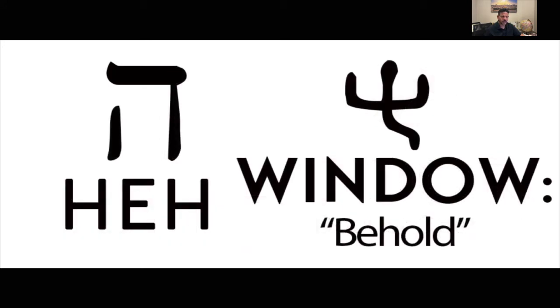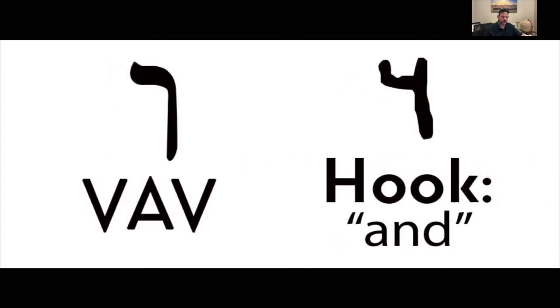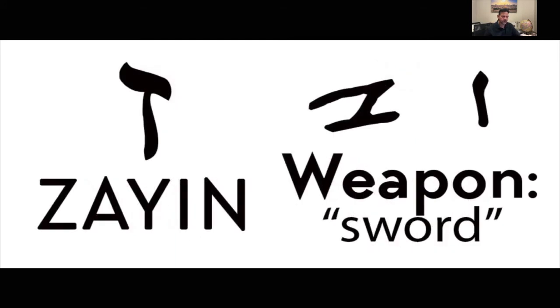The letter He was a window, which could also refer to looking through the window or beholding something through a window. It could even mean a window of revelation, behold, as in hineni. He, hine, and hineni, all from the same letter. So we see vav, which we use as a prefix for and, but it's a picture of a hook that hooks two things together, boys and girls. And then we have zayin, which is a sword or a weapon.